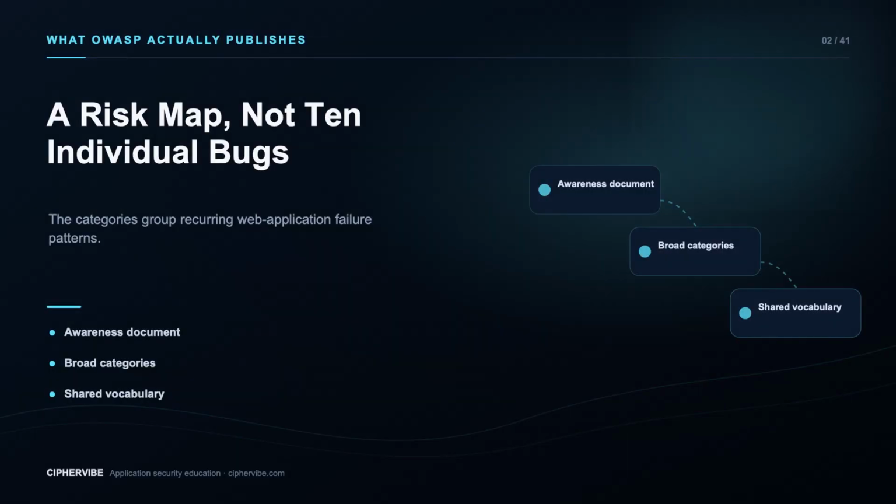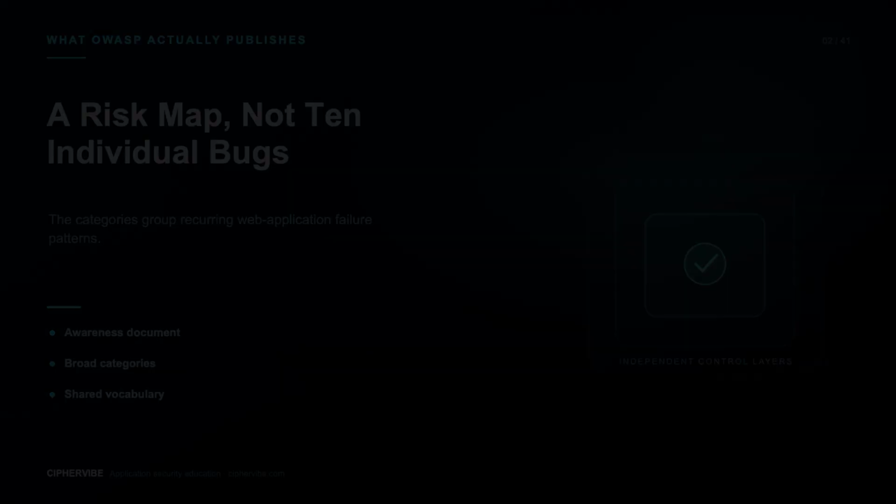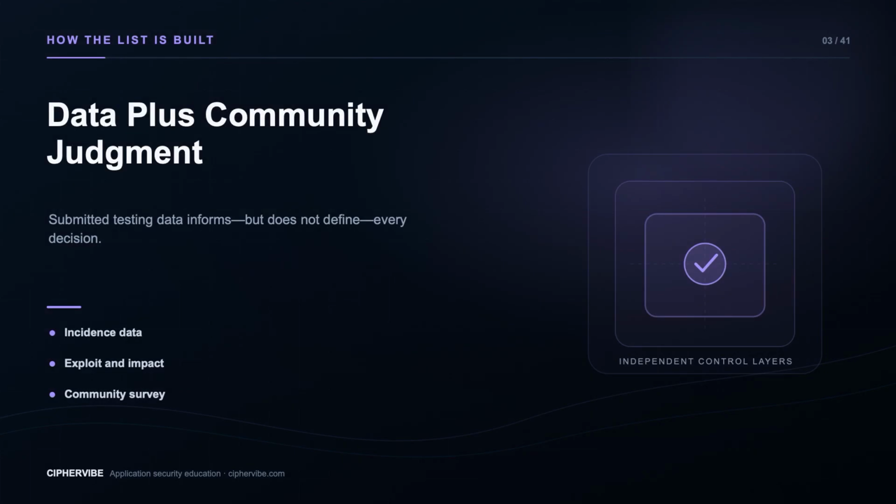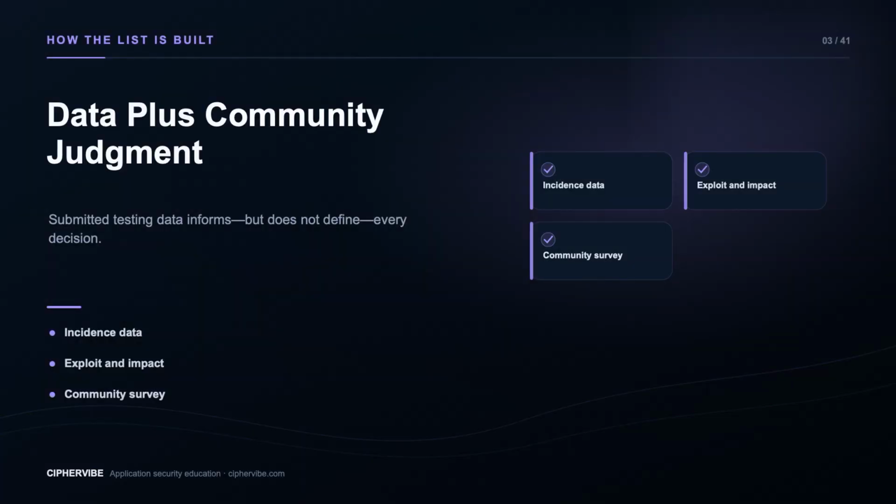The current released edition is OWASP Top 10:2025. OWASP calls it a standard awareness document for developers and web application security. It is not 10 individual bugs, and it is not a promise that every organization has the same risk order. OWASP combines contributed application testing data with exploitability, impact, coverage, and community judgment. Some weaknesses are easier to automate and measure than others. So treat the ranking as a strong industry signal, then apply your own threat model and business impact.